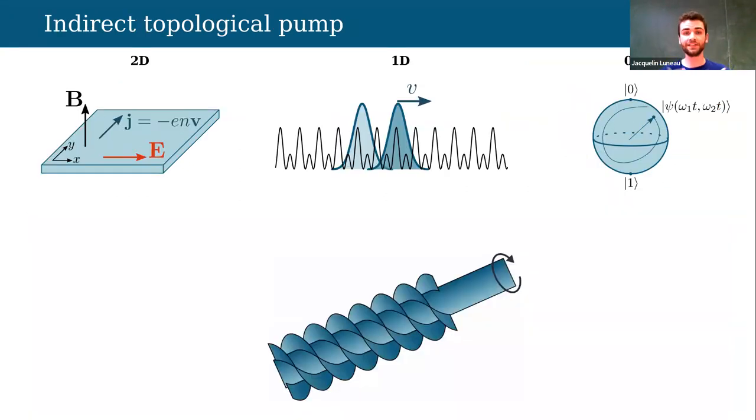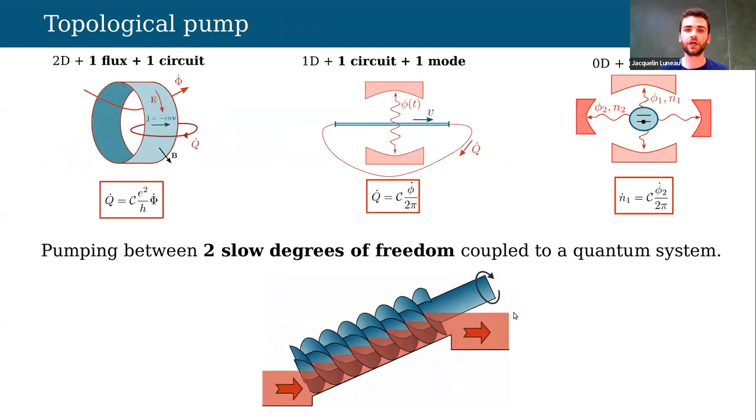So what we discussed is three examples of a quantum system which exhibit a quantized velocity. And we saw that when we connect some slow degrees of freedom to this quantum system, this quantized velocity translates to a pumping phenomenon, topologically quantized.